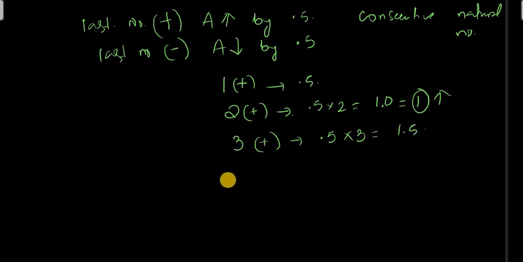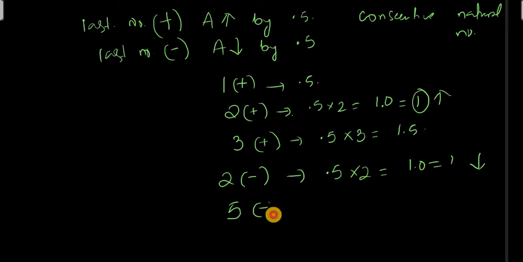When two numbers are excluded, then the average decreases by 0.5 into 2, equal to 1.0. So 1 is decreased.